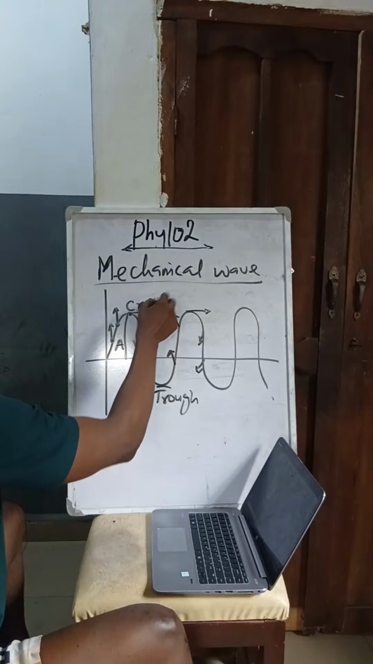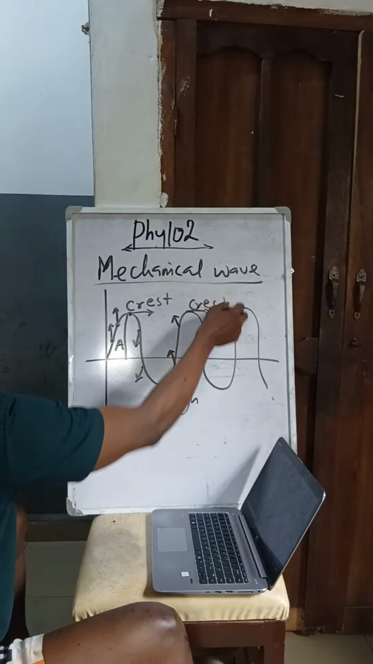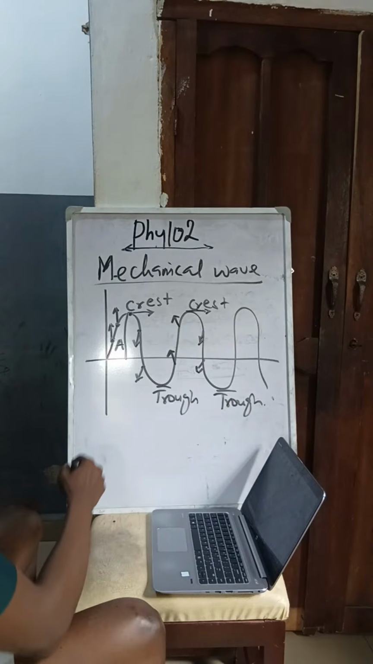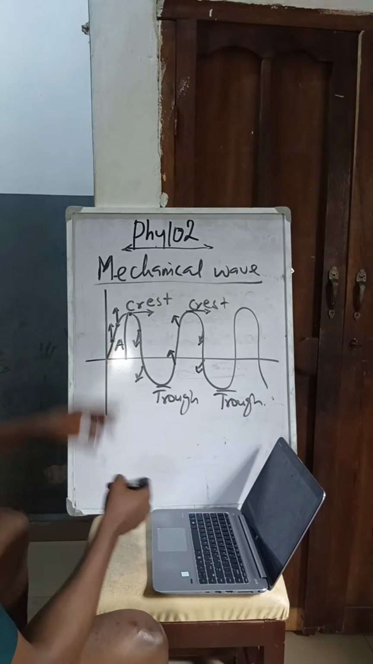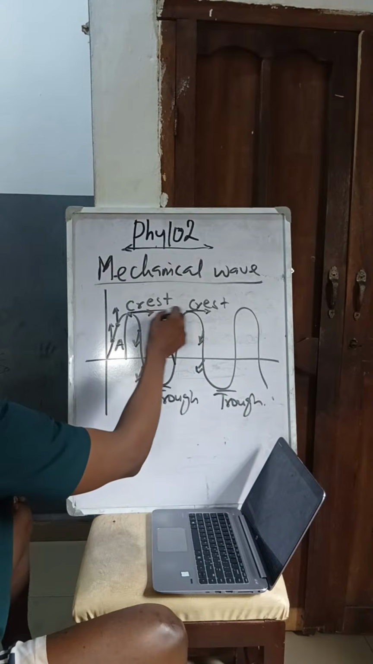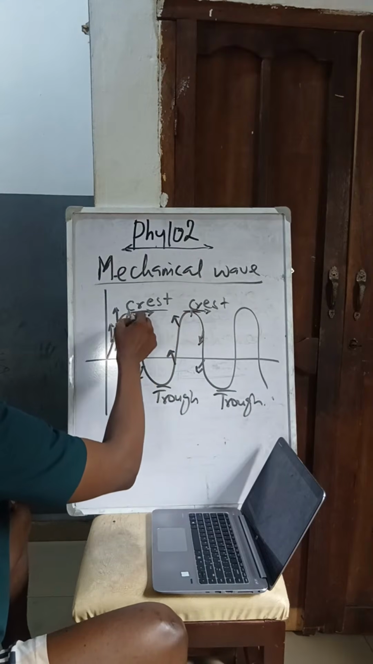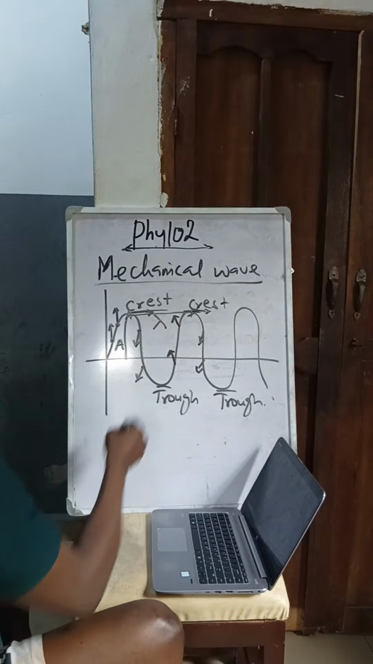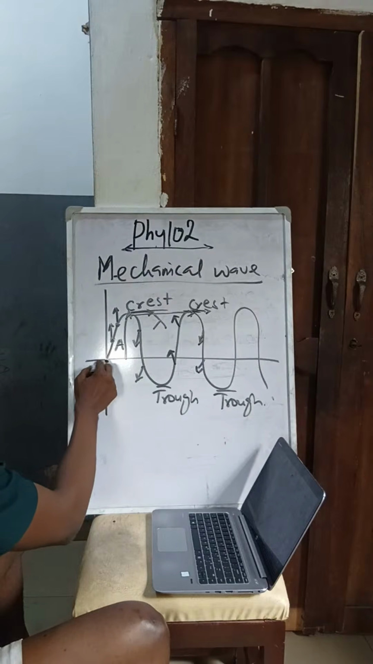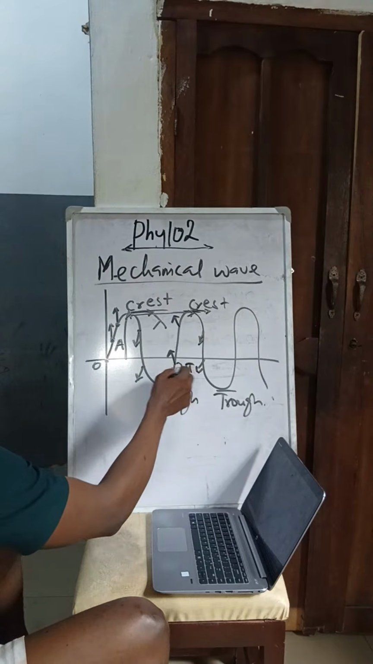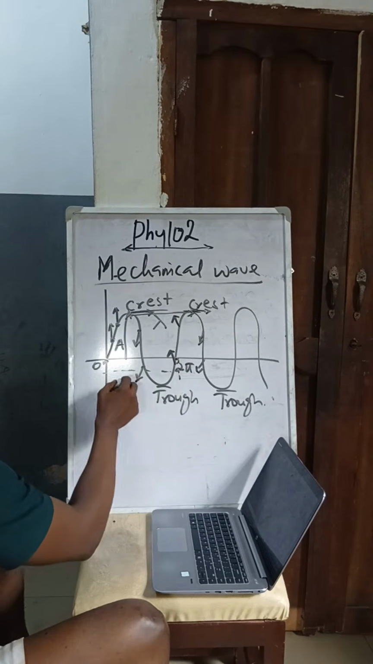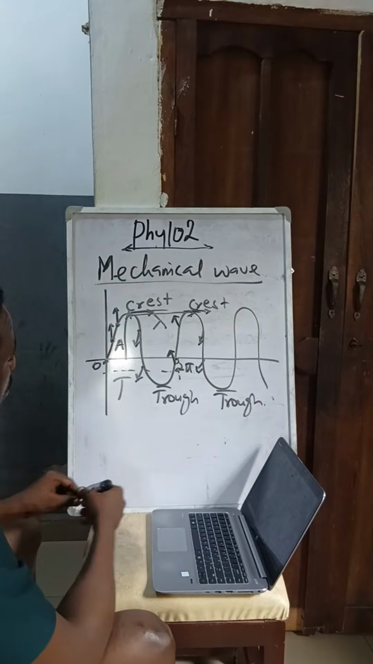So here is crest. There is trough. So the distance between two consecutive crests is called wavelength. So from here to here, when you join it, you get wavelength. Here is 0, and here is 2 pi. So from here to here is the period. Period is 2 pi.